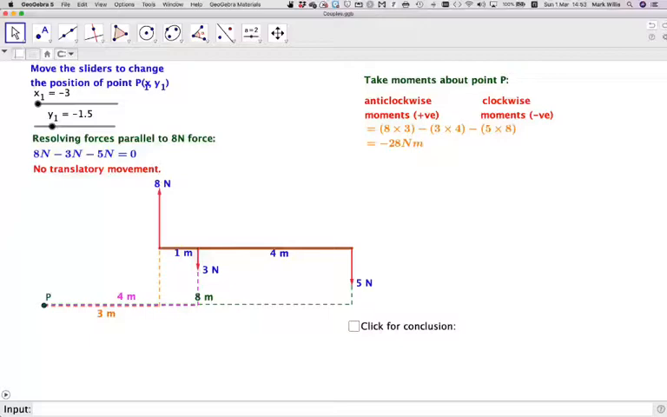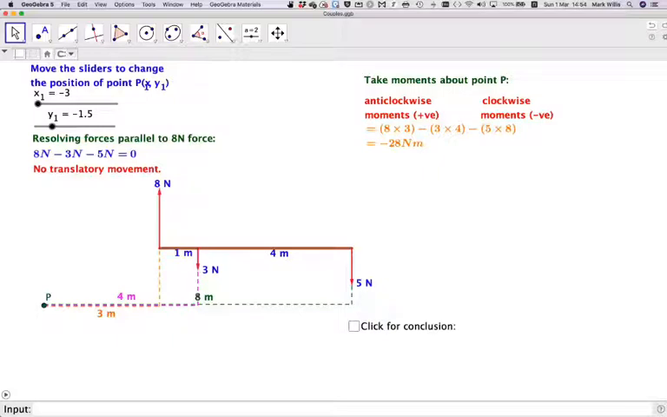In this video, I'm going to show you what I mean by a system of forces making a couple. So here I have a uniform plank, 5 meters long, and I have a force acting up here at 8 newtons. And then 1 meter away, I have an opposite force of 3 newtons, and then 5 meters away, I have an opposite force of 5 newtons.